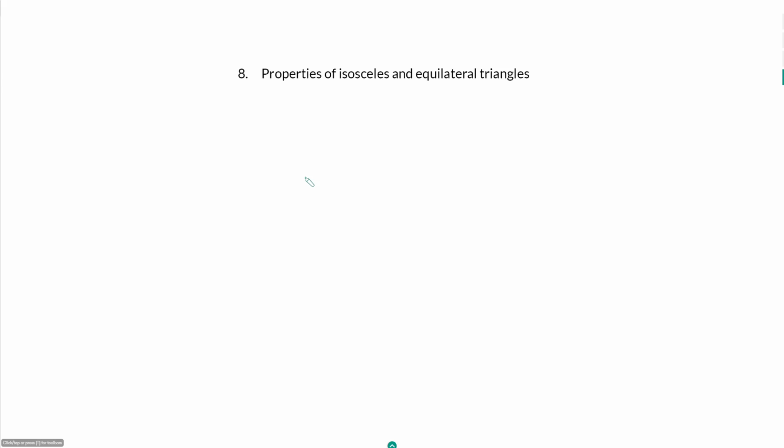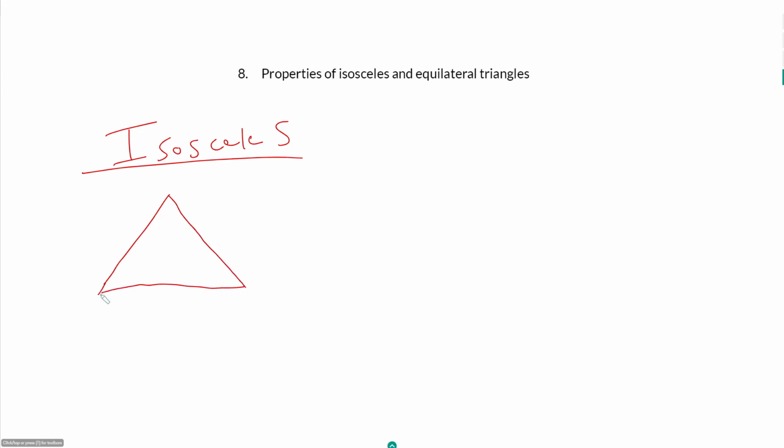Properties of isosceles and equilateral triangles. The first property is that an equilateral triangle is an isosceles triangle, but not all isosceles triangles are necessarily equilateral triangles. With an isosceles triangle, you have two sides that are equal to each other, and therefore the angles opposite those sides must also be equal to each other. Also, with isosceles triangles we have isosceles right triangles, which we said before is just a 45, 45, 90 triangle.